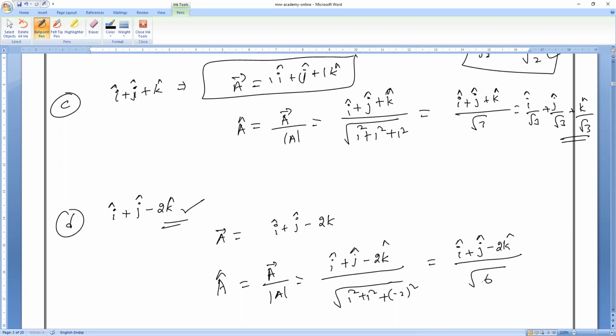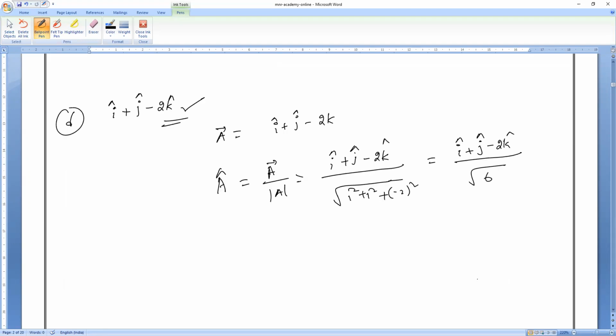Rudreshwa? Understood, all of you? So now if I write it, then what will happen? I cap divided by root 6 plus J cap divided by root 6 minus 2K cap divided by root 6.